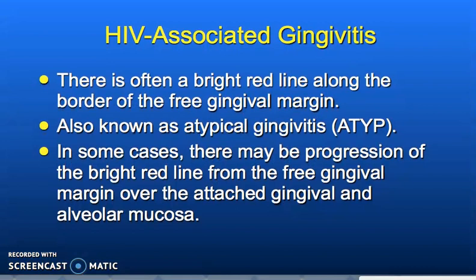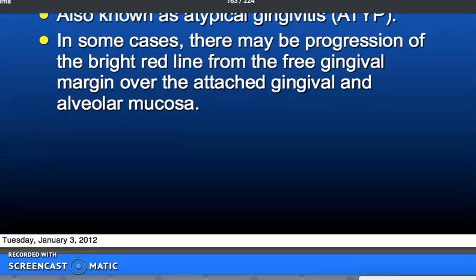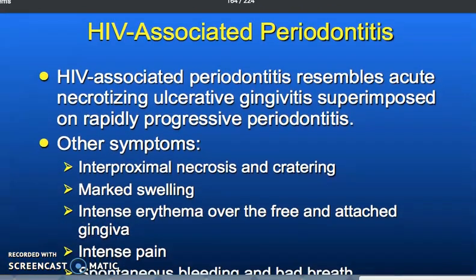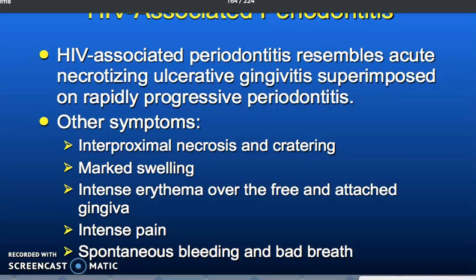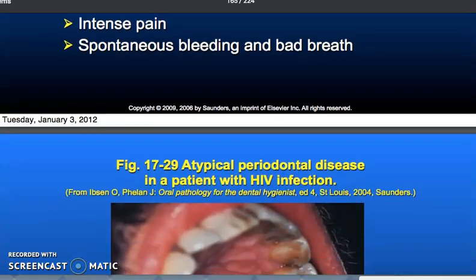Okay, HIV associated gingivitis, usually bright red lines along the border of the gingiva, also known as atypical gingivitis. In some cases, you might see the bright red line from the free gingiva to the attached gingiva. It's also associated with periodontitis. It resembles necrotizing ulcerative gingivitis, which is also called ANUG. So interproximal necrosis, and that means dying of the tissues. Intense erythema on the free and attached gingiva, intense pain, bleeding, and bad breath.